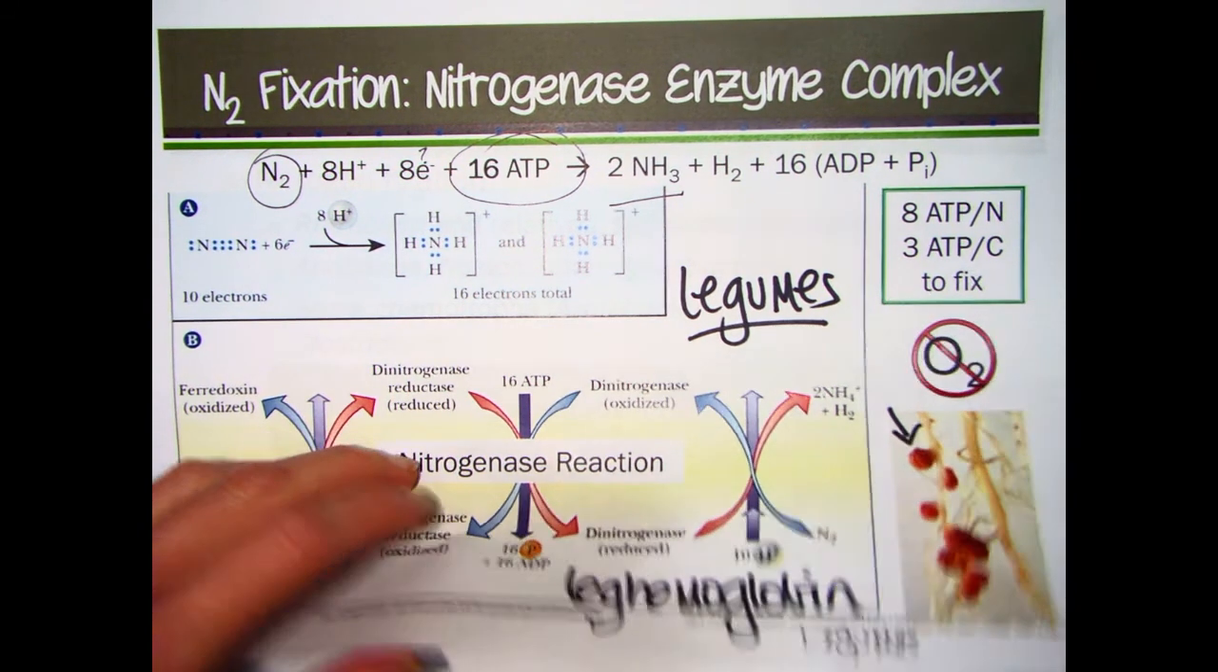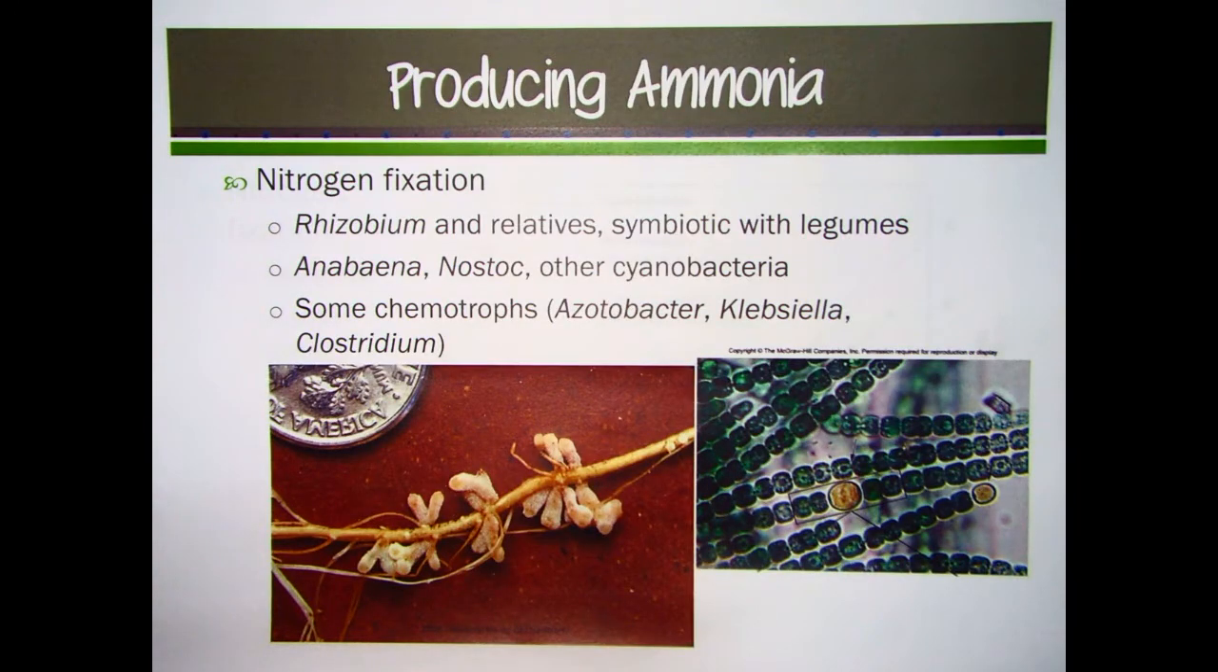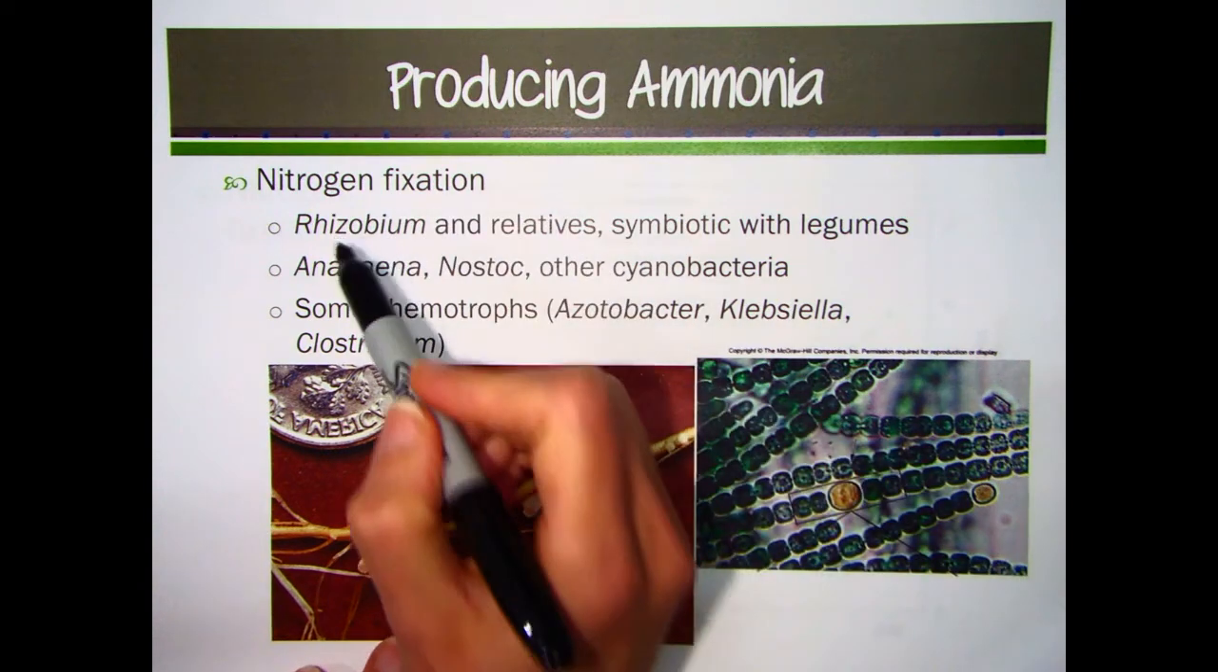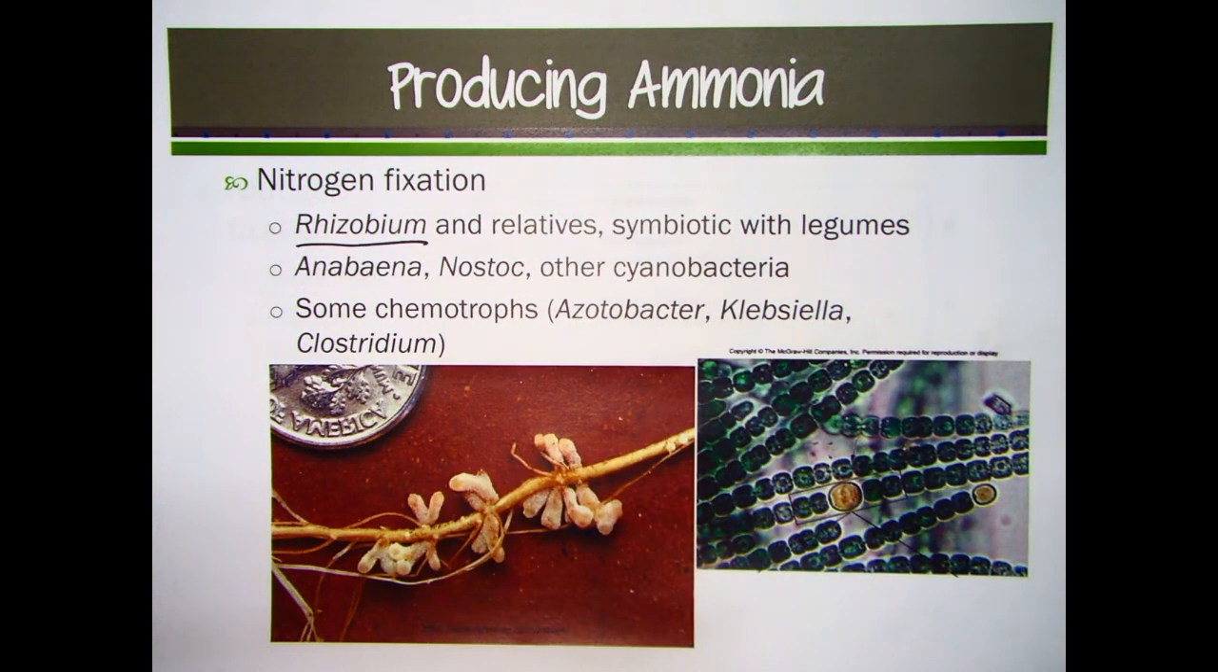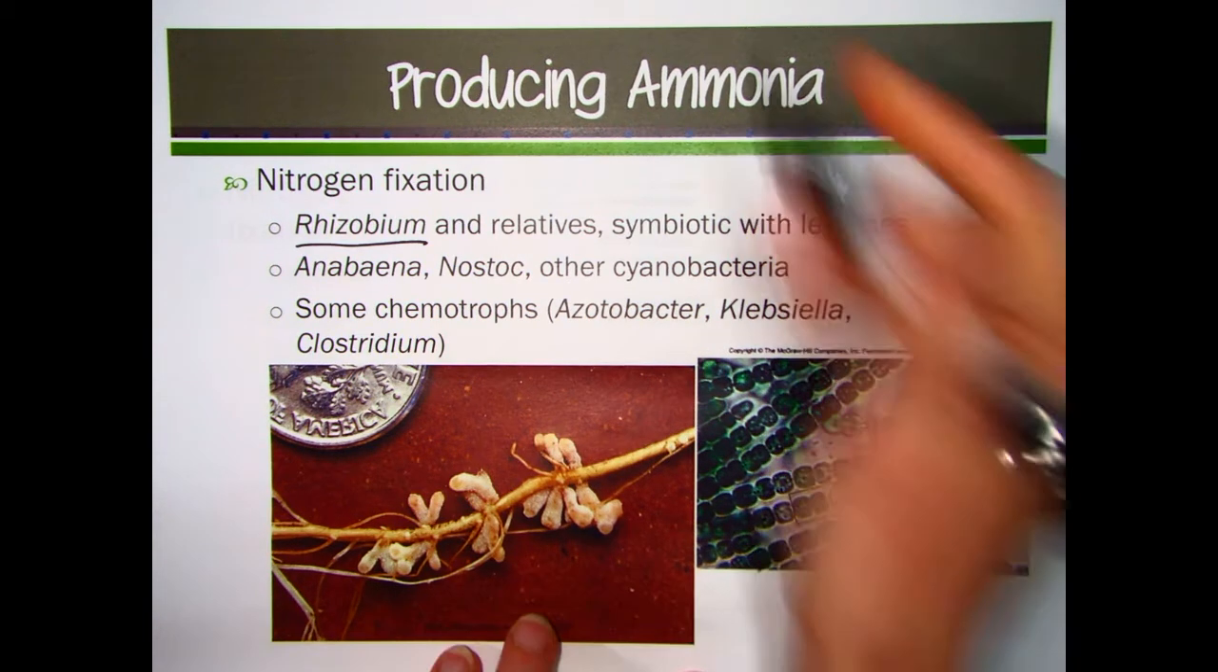Okay, moving on. This is just a list of various bacteria that can fix nitrogen. So rhizobium, we will come back to this for the final exam to learn more about specifically how these interact. But rhizobium are the bacteria that live in the root nodules of legumes.